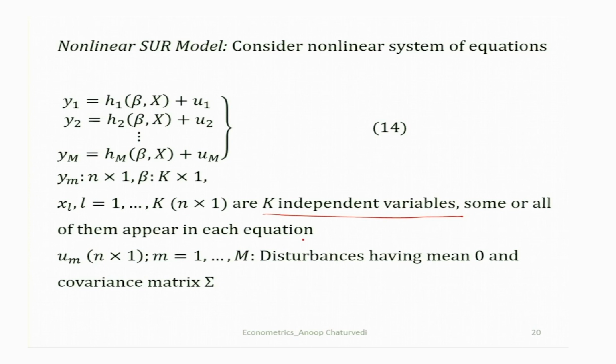So, it may happen that some of the variables which are appearing in the first equation may not appear in the second equation or may not appear in the third equation. So, different sets of independent variables may appear in different equations. Then u_m for all m equal to 1 to capital M, these are the disturbances having mean 0 and covariance matrix capital Sigma.